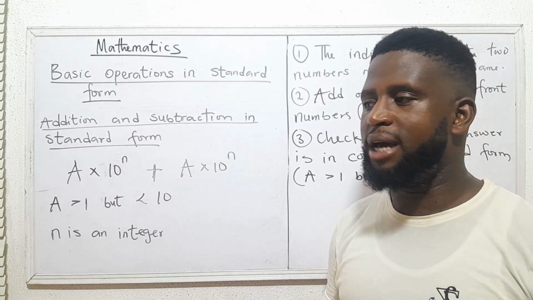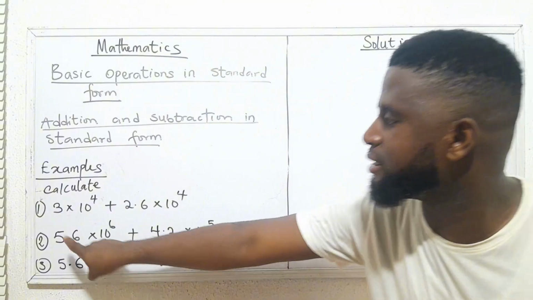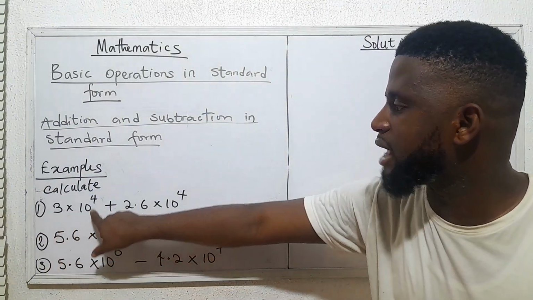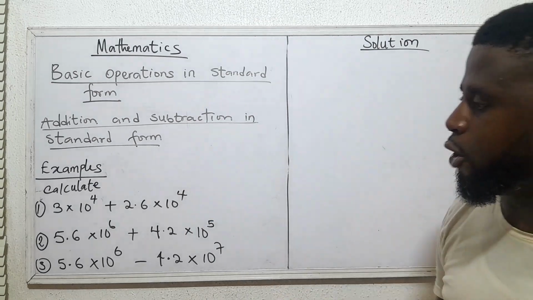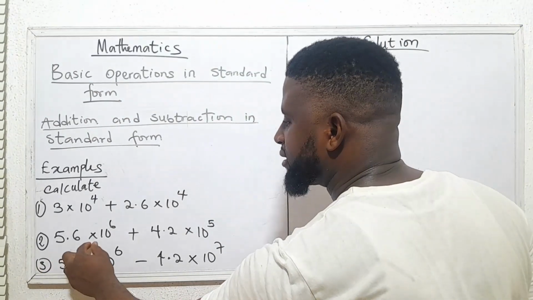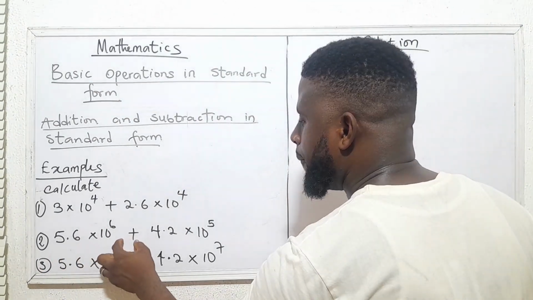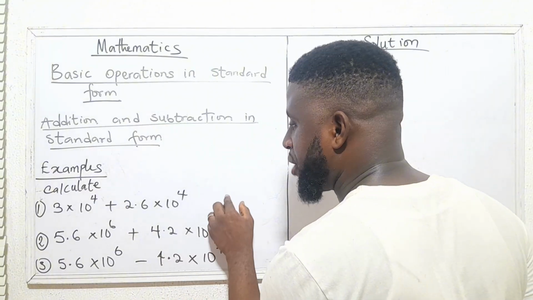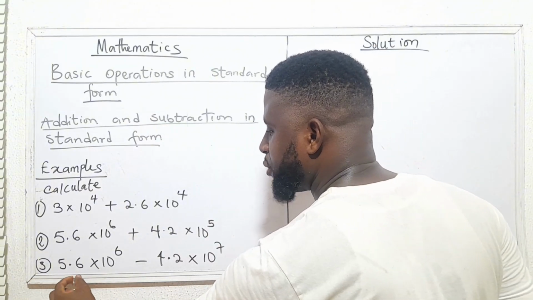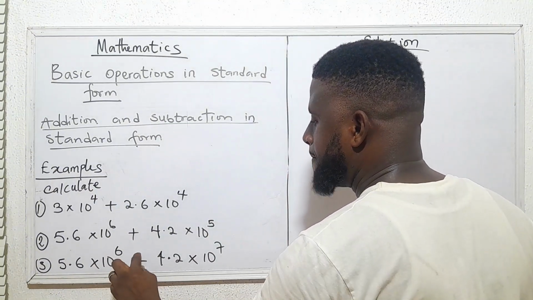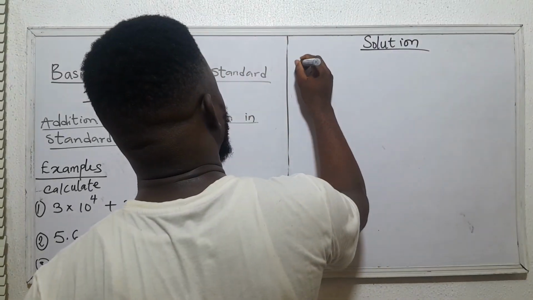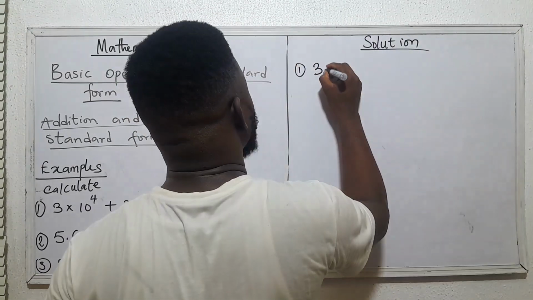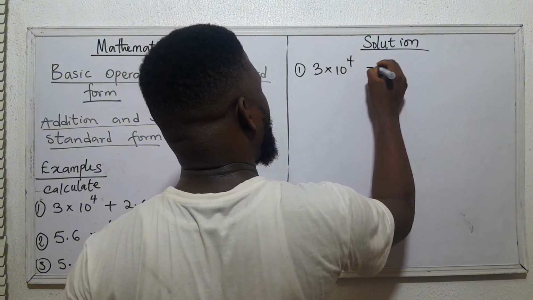Examples: calculate number one, 3 times 10 raised to the power 4 plus 2.6 times 10 raised to the power 4. Number 2, 5.6 times 10 raised to the power 6 plus 4.2 times 10 raised to the power 5. Number 3, 5.6 times 10 raised to the power 6 minus 4.2 times 10 raised to the power 7.